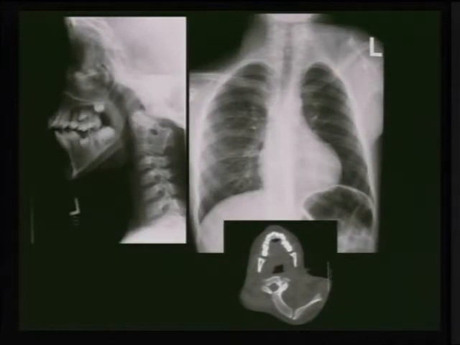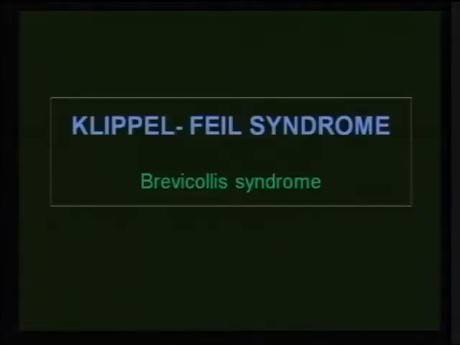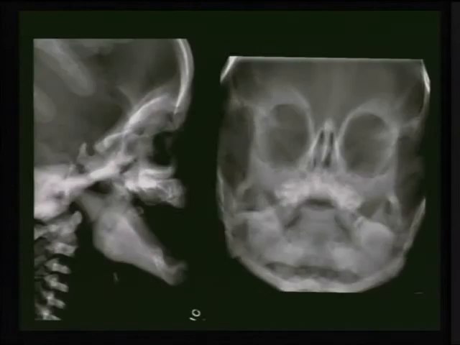If we see fusion between the cervical vertebrae associated with Sprengel shoulder, and if you look at the CT scan there is what we call the omovertebral bone, which is joining the scapula to the cervical vertebrae. This is diagnostic of Klippel-Feil syndrome.